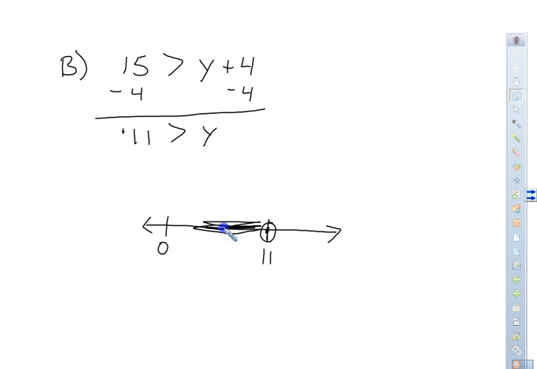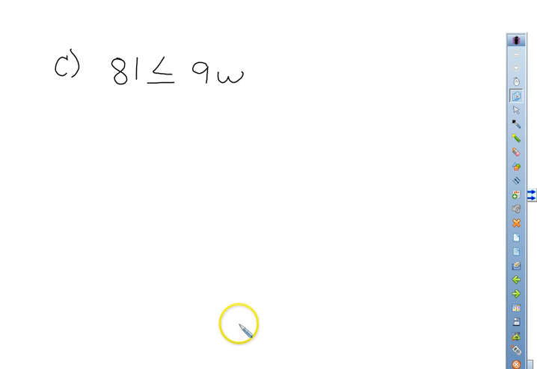It's a little hard for me to do on here, so I apologize. But you make it a little bit heavier line from that point, and you leave it as an open circle because it does not include the 11. Okay, let's look at the next one.